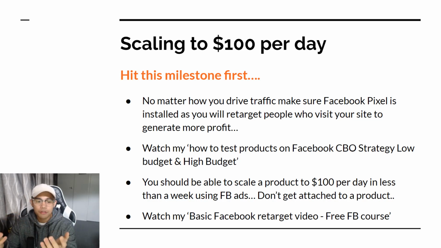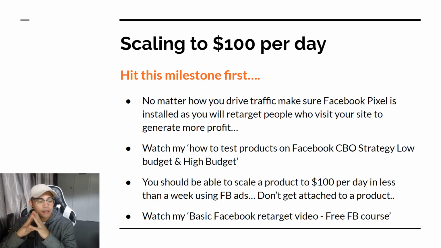If you don't know how to do that using CBO, I did a video on this. This is a high caliber strategy that you should implement, very easy to follow. I talked about a low budget, having $50 or even $40 per day, and a high budget. If you have $50 or more to spend per day, you can have a look at that strategy, okay?